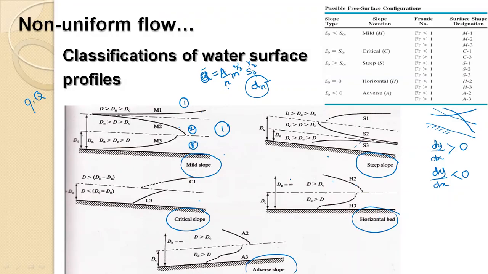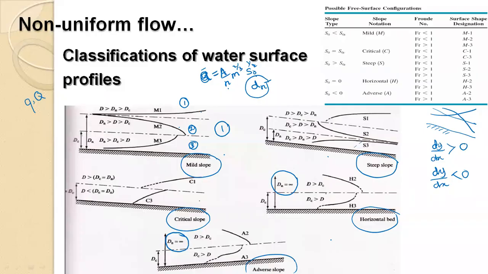Now see here, you will find that it says the normal depth is infinity. Can somebody tell me why normal depth is infinity in horizontal bed and adverse slope? Any particular reason why normal depth is infinity in horizontal bed and in adverse slopes? Now, normal depth is not defined for horizontal beds and adverse slope.